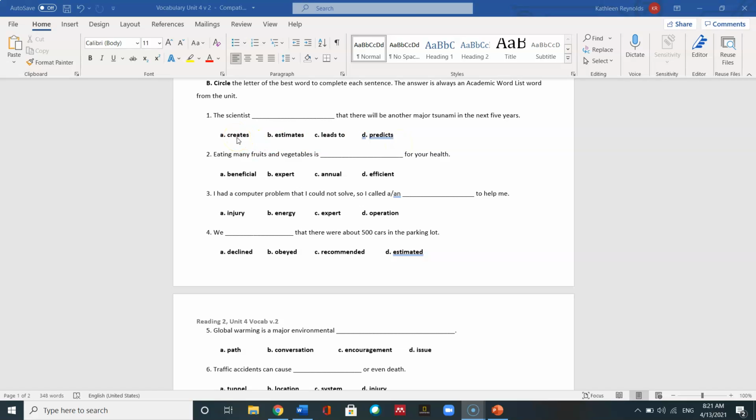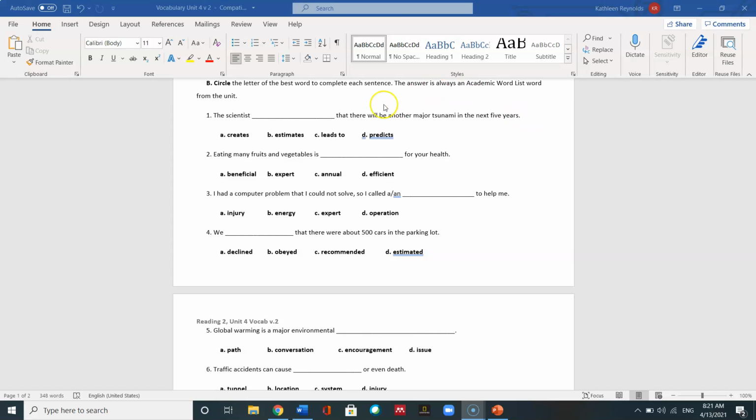So create, does the scientist make a tsunami? No. Leads to means cause. So I don't think we also want to say the scientist causes a tsunami. That's not true. The scientist is just a person. They cannot create or cause a tsunami. So which is better, estimates or predicts?